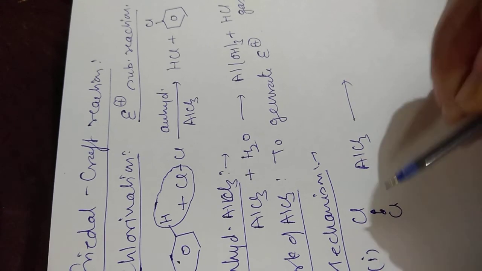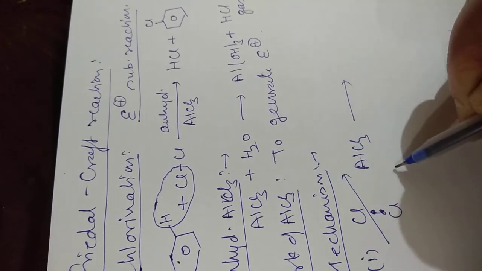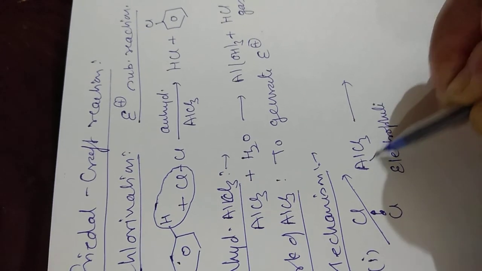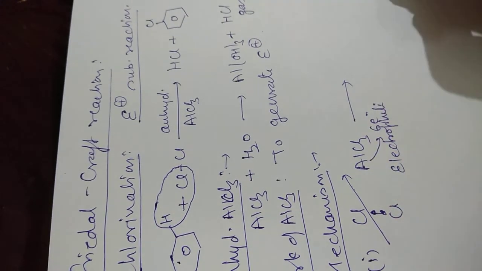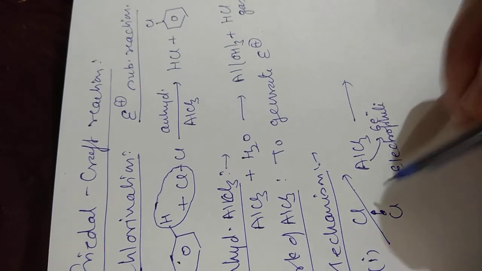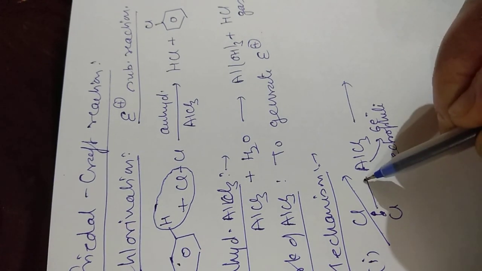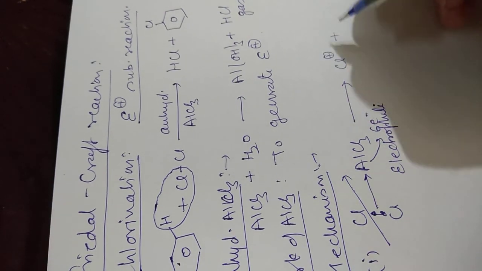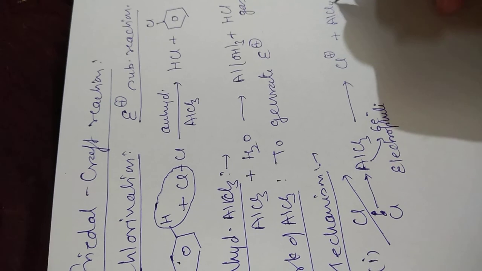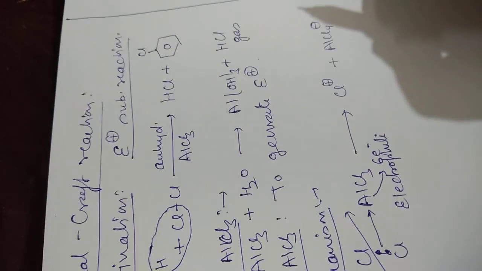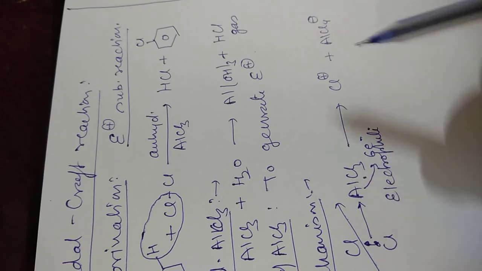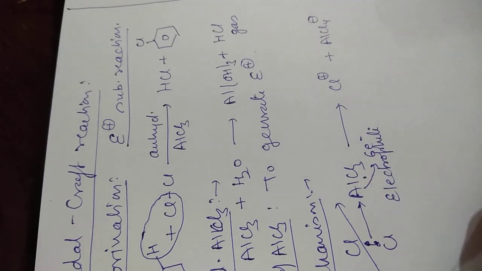So what will happen? AlCl3 is itself an electrophile because this Al has only 6 electrons. To complete its octet, these 2 electrons will be donated to Al. As a result, the electrophile will be generated and AlCl4 minus will form. Now you can see that with the help of AlCl3, Cl plus is generated.